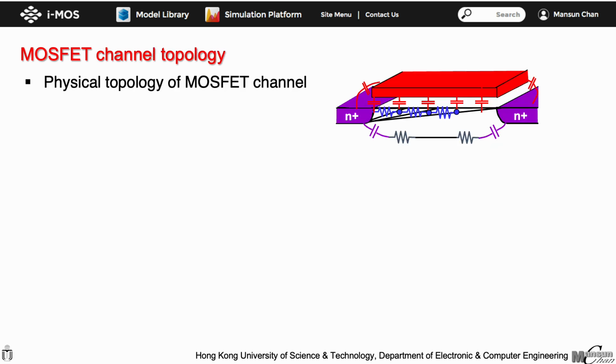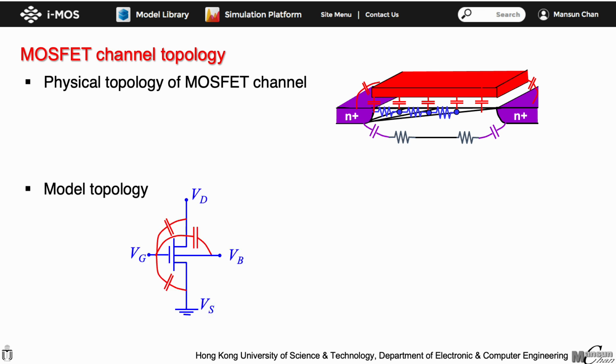If we examine the physical structure of the channel of a MOSFET, it is composed of a distributed network of resistors and capacitors as shown in this figure. In order to fit into the framework of the modified nodal analysis, the distributed nature of the MOSFET channel is simplified to a simple lumped RC network. The model representation follows the topology given in the capacitance model after linearization for frequency domain simulation, as given here in this picture.